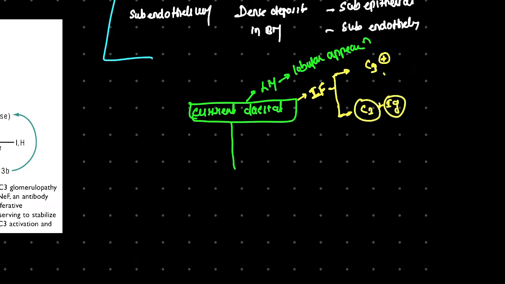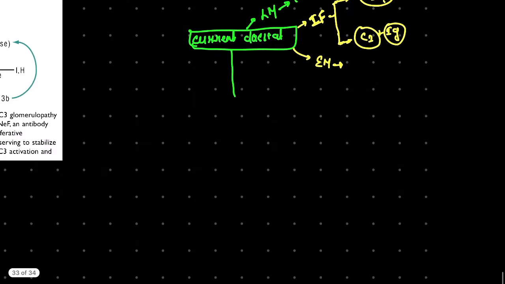Okay, and these things we knew with the help of immunofluorescence. Now another thing that we will do is look at the electron microscope. In electron microscopy, we'll find the presence of subendothelial complexes. Now let me classify it. As I have said, there will be two classes according to immunofluorescence.